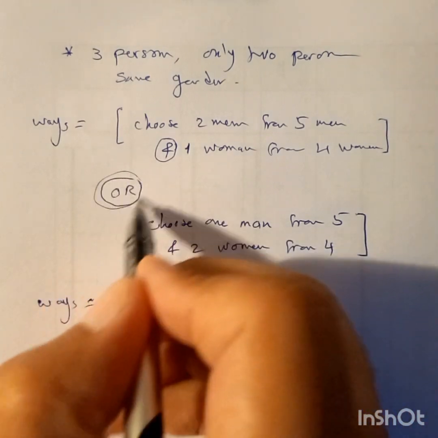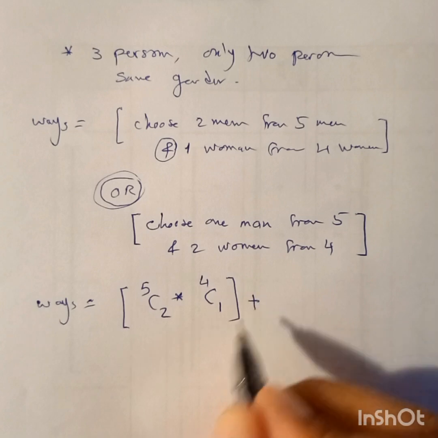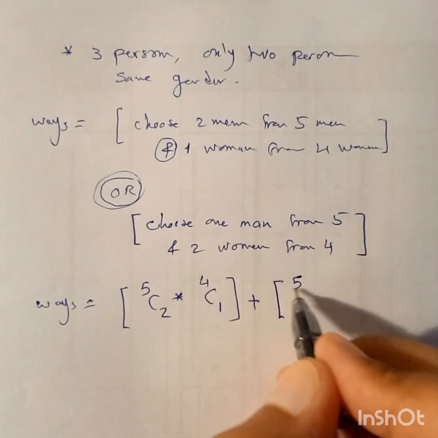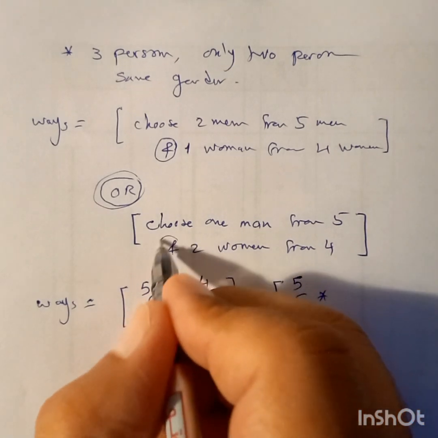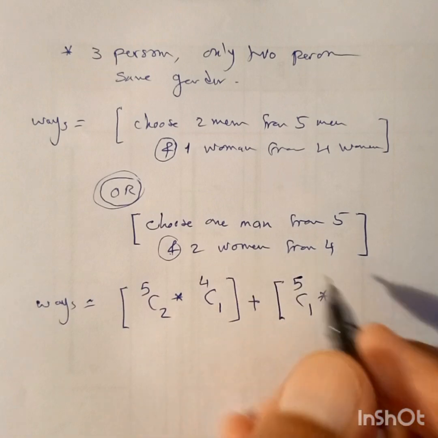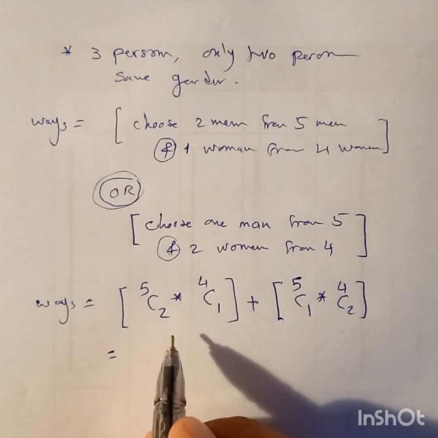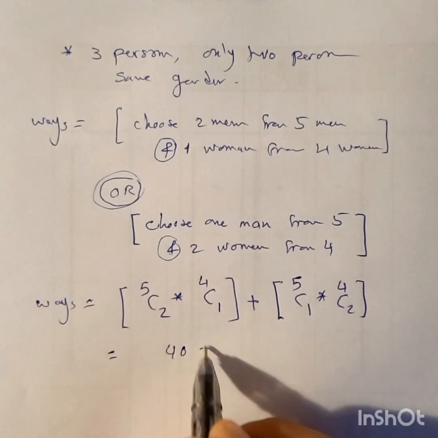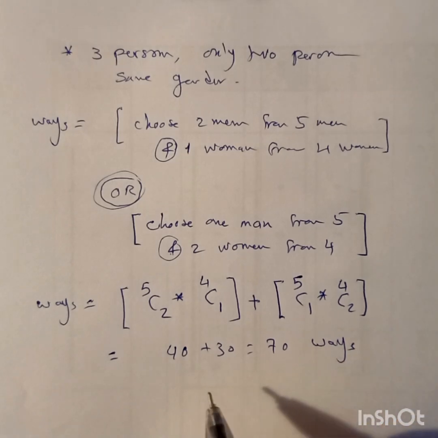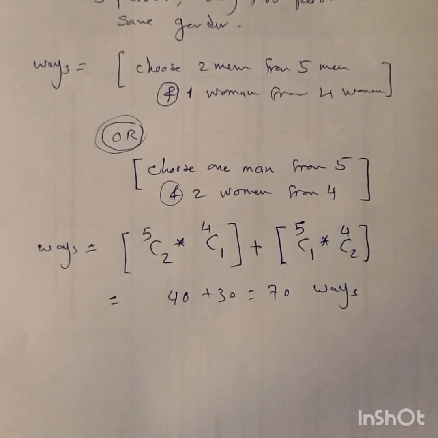Now we have or, then we can apply the addition rule of counting principles, so we have plus. For the second bracket we choose 1 man from 5, then we have 5c1 times, as we have the multiplication rule of counting principles, 2 women from 4, then we have 4c2. Now we can find the result by using calculator. Then we have 40 plus 30. We have 70 ways to form this 3-person team, with only 2 persons having the same gender.